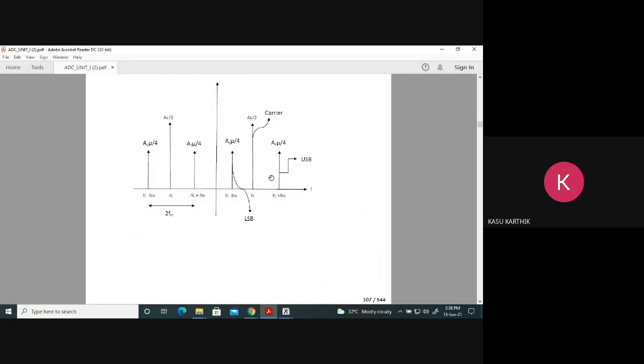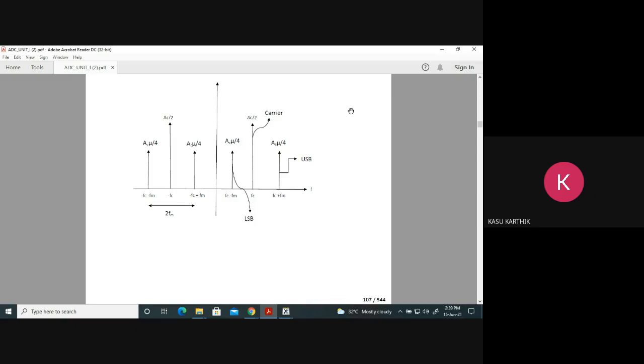Now this is your spectrum. You have impulses at fc plus fm, at minus fc minus fm, at fc, at minus fc, at fc minus fm, at minus fc plus fm. This is the symmetry. Now this is the spectrum at the positive frequencies. This is the upper sideband. This is the lower sideband. This is the pure carrier. Okay.